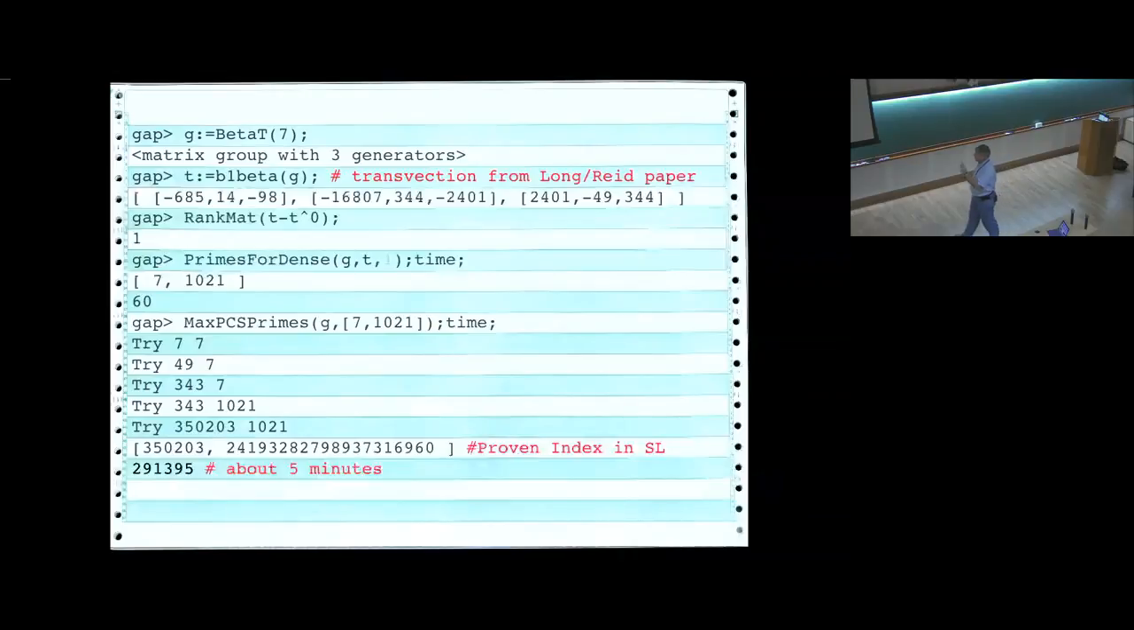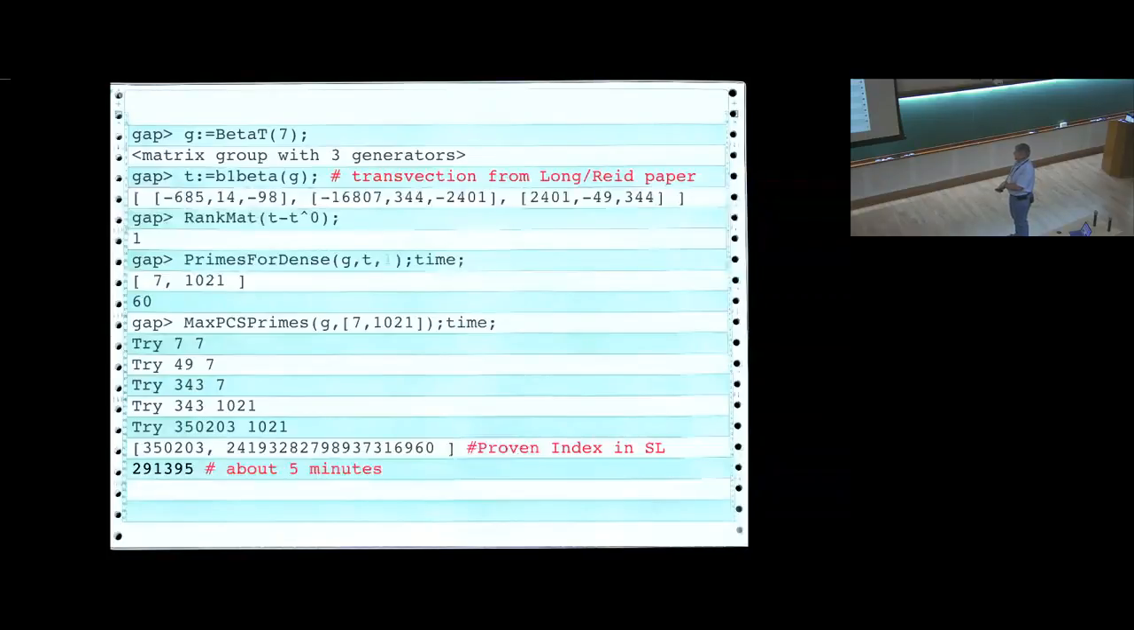And now I feed these two primes into my algorithm, which works modulo 7, 49, 7 squared, 7 cubed, and 1021 squared. After about 5 minutes, it tells me the level is this product, 7 cubed times 1021, and that is the index. And because I have the transvection, this is a proven index. Okay.